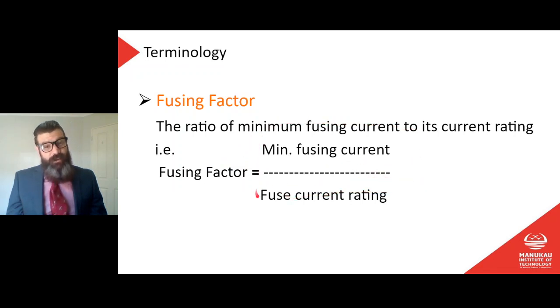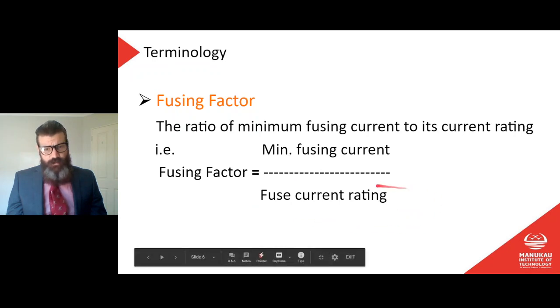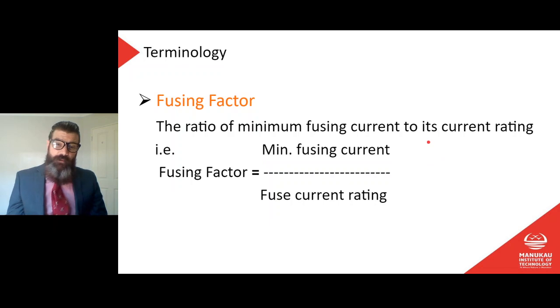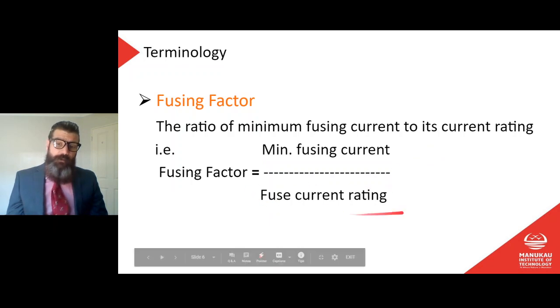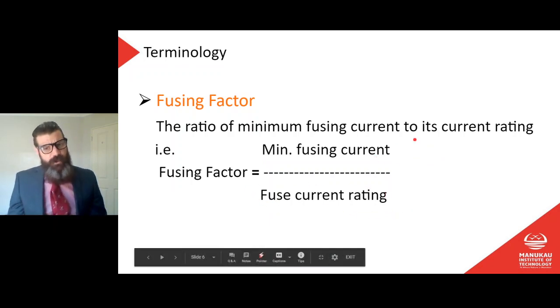And therefore, the opposite is true of this. The fusing factor is inversely proportional to the fuse current rating. So again, if I had a minimum fusing current of 20 amps and the fuse current rating was 40 amps, so the minimum current at which the fuse will blow will be 20.